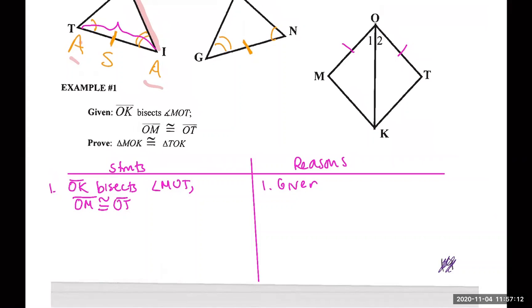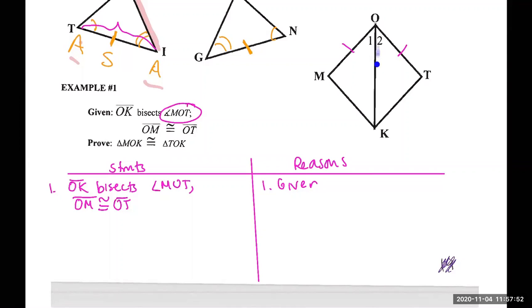If you want to think of OK as the knife, it's cutting the angle MOT in half. That's what bisects means. I should clarify, is it bisecting a side or is it bisecting an angle? If it's bisecting an angle, what angles must be congruent then? Okay, good, Lily. Yes. So you want to double check: is it bisecting a segment or is it bisecting an angle?